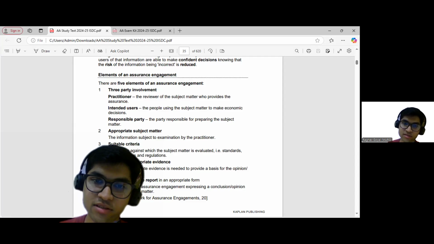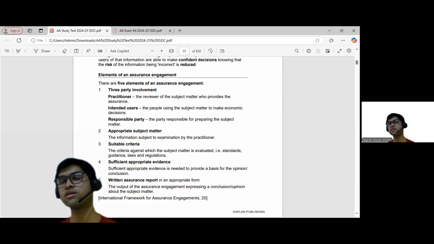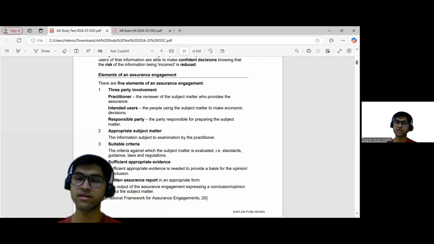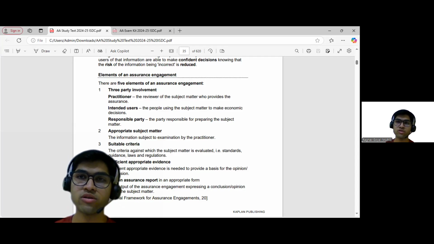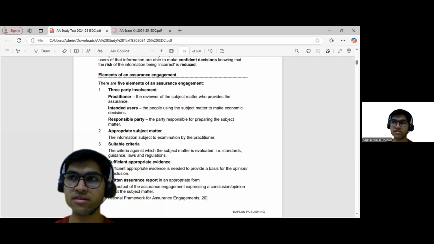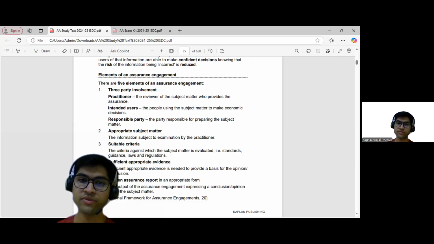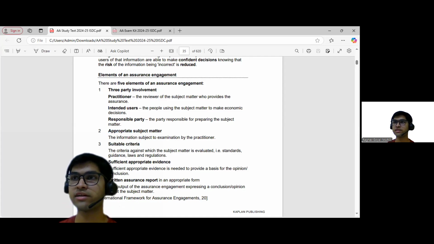Then we have appropriate subject matter. So when it comes to audit, the subject matter is the financial statements, but there are assurance engagements where you could provide assurance over things other than financial statements itself. So that's why it's appropriate subject matter. This will be something which will be examined by the practitioner, which is us, the auditors.